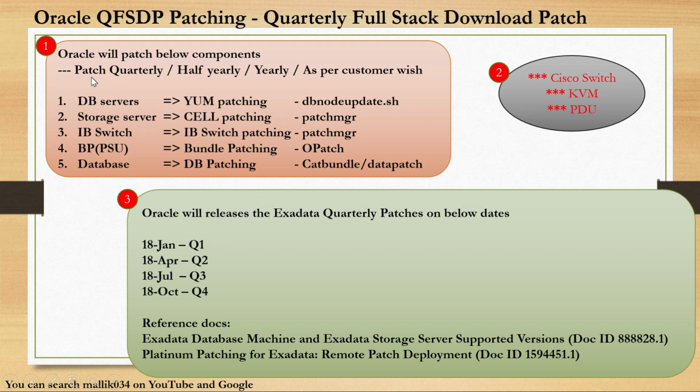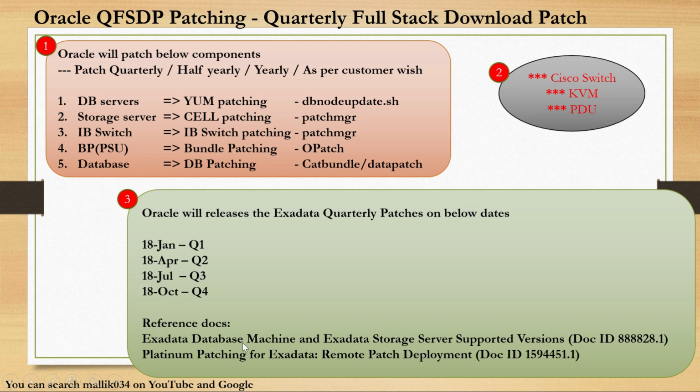Okay, so this is about tools and patching components, but then comes the next question, how frequently will Oracle release the patches? Oracle will release Exadata quarterly patches, QFSDP patches, every quarter, like quarter 1, 2, 3, 4, all 4 quarters they will release. So typically it will be Jan 18 or April 18 or July 18 or October 18. These are the dates Oracle typically releases the patches.